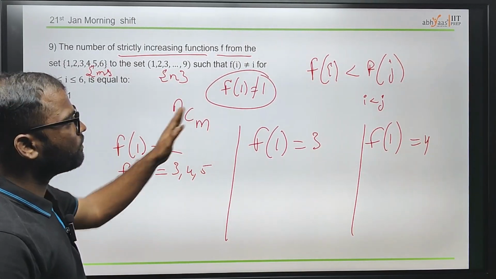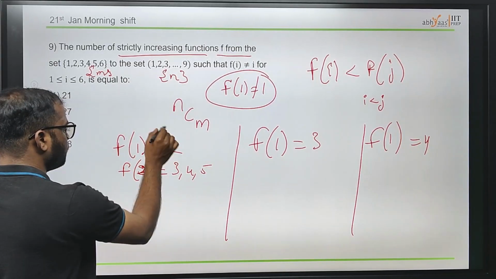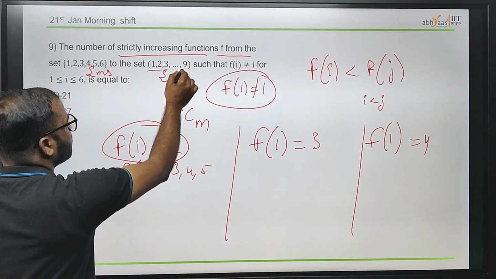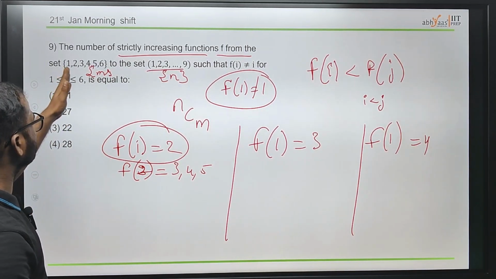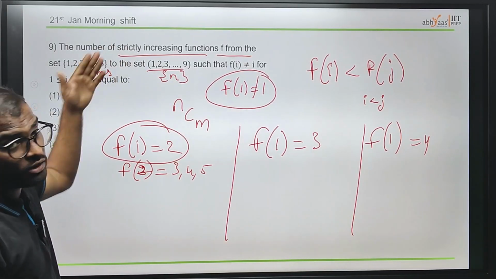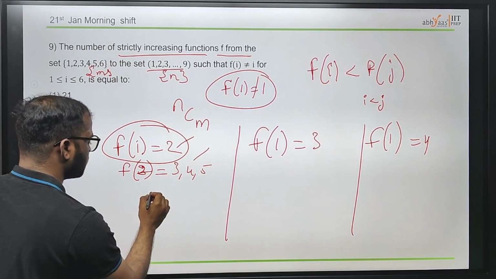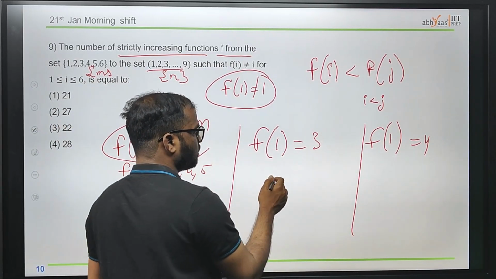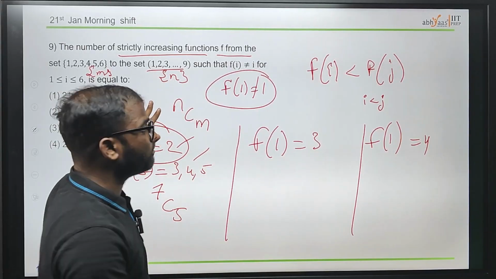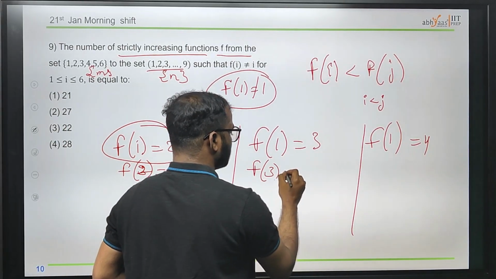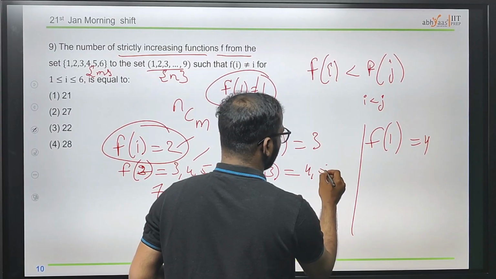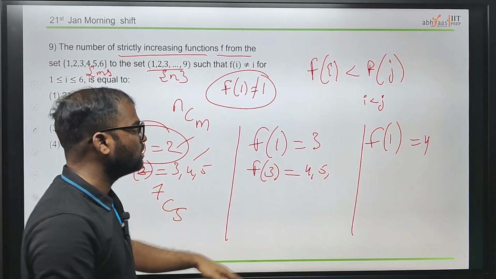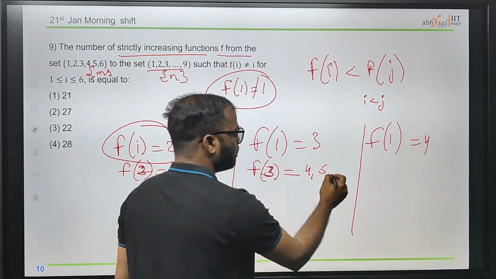Since f of i is less than f of j, we have to take, if you just see here, from m we have taken 1, and from this we have taken 1, and from this we have taken 2. See here, therefore we have 7C5. Similarly in this case, we have taken 2, and from 3, f of 3, which is nothing but 4, 5. See here we have 1 and we are not taking 2 because of this condition. For that reason we are just taking from 3 up to 6.